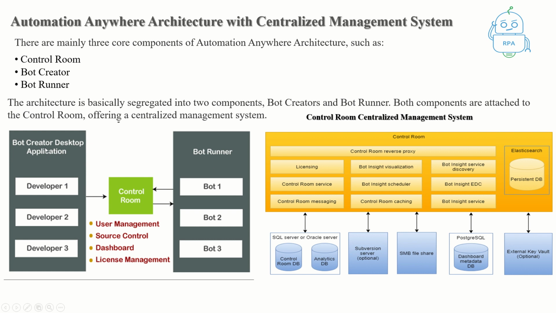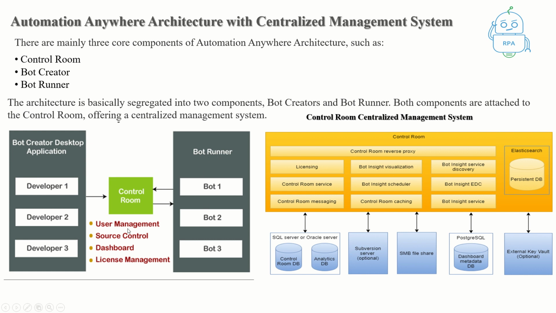Bot creators are used so that we can create our bots. For that reason we are using our bot creators. Here you can see developer 1, developer 2 and developer 3. The developers need to use the bot creator license to develop the bots, and it is nothing but our RDP machine or the physical machine. And the bot runner: whatever bots we have created using the bot creator licenses, we need to run in particular RDP machines. For that we need a bot runner license. We need to use that bot runner license to run our bots.